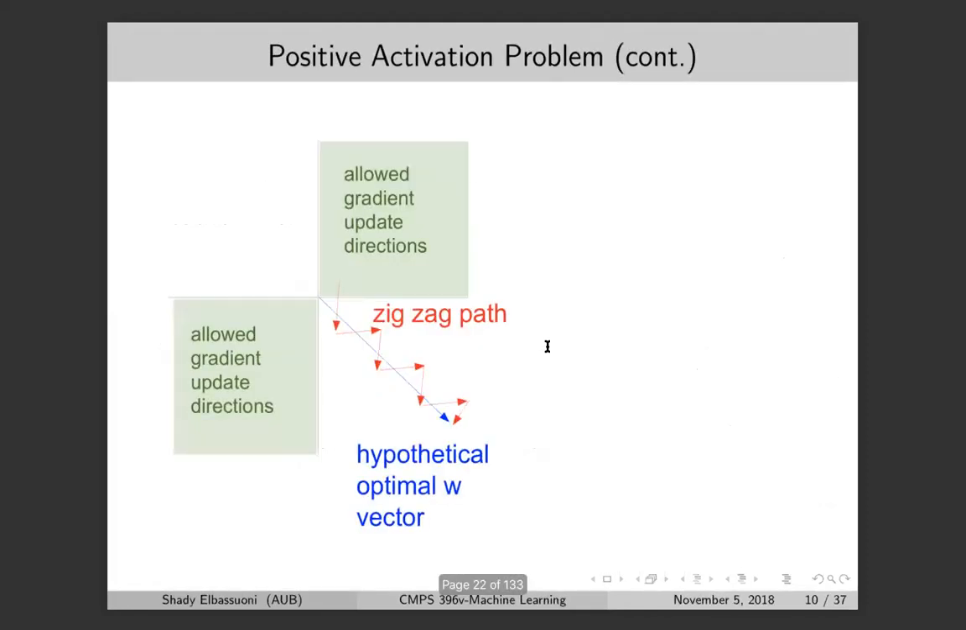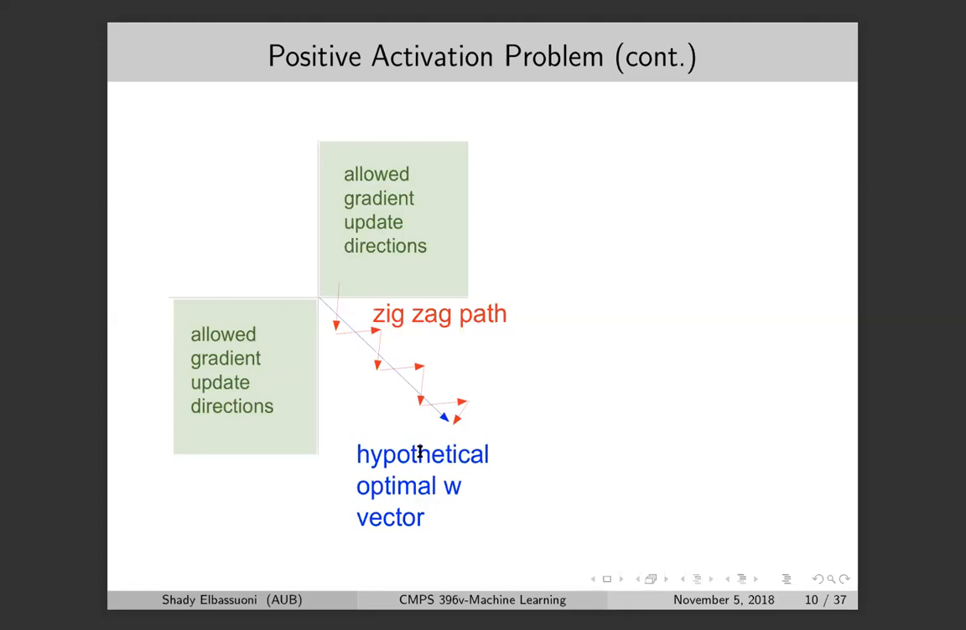Okay. So why is this an issue? Let's say I have only two weights in the network. W1, which is the x-axis, and W2, which is the y-axis. Remember that I can only either increase both weights or decrease both weights. So the green areas are the allowed gradient update directions. I can increase W1 and W2, so in this green area I can increase both of them, or I can decrease both of them. Increasing one and decreasing the other is not possible, because of the non-centrality of the sigmoid function.